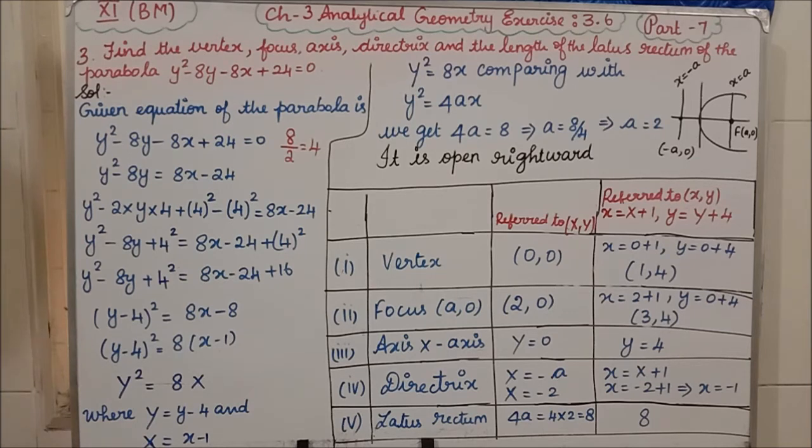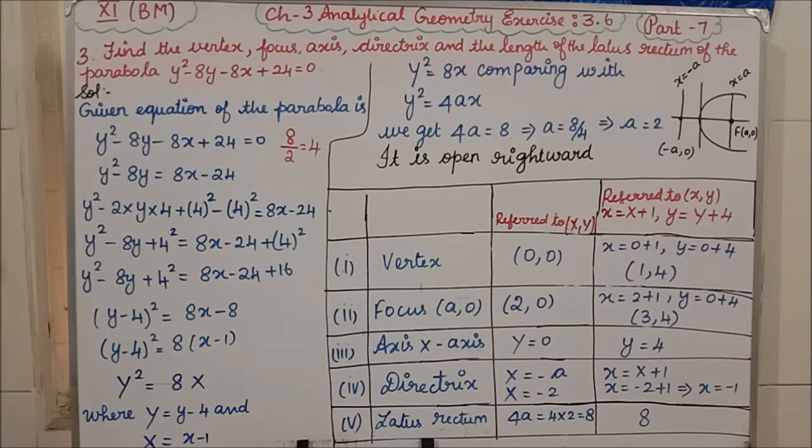Okay, next we have to go for the substitution method, which is nothing but this y minus 4 fully you have to take as capital Y. Similarly this x minus 1 fully you have to take as capital X. See, capital Y equal to y minus 4 and capital X equal to x minus 1. So I have written here, y minus 4 is capital Y, so capital Y square equal to 8, x minus 1 is capital X, so 8 capital X.